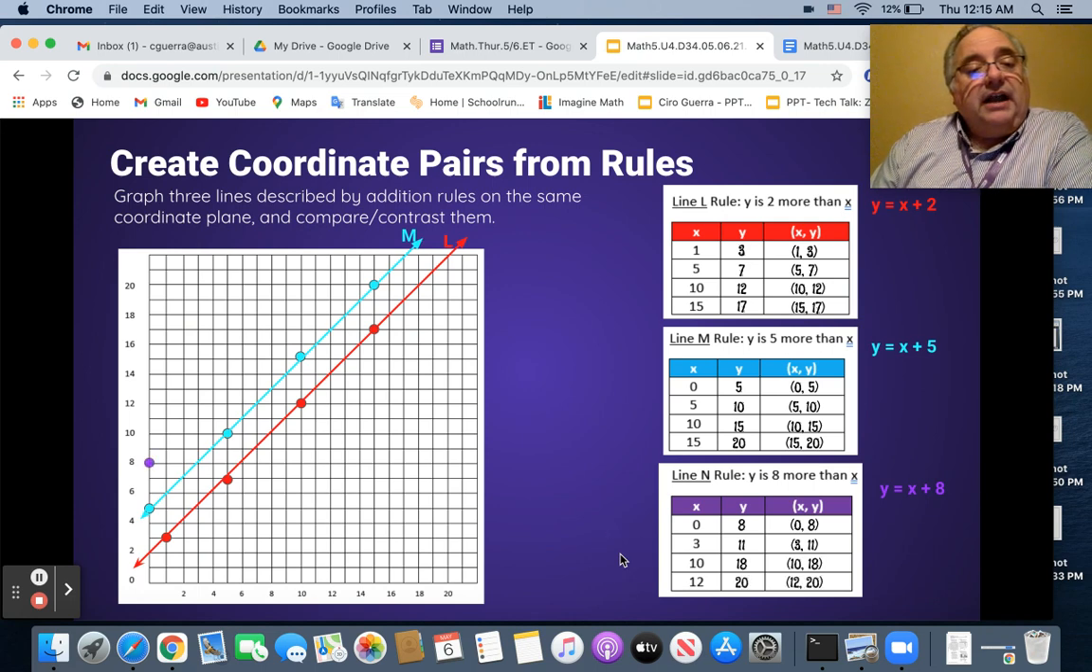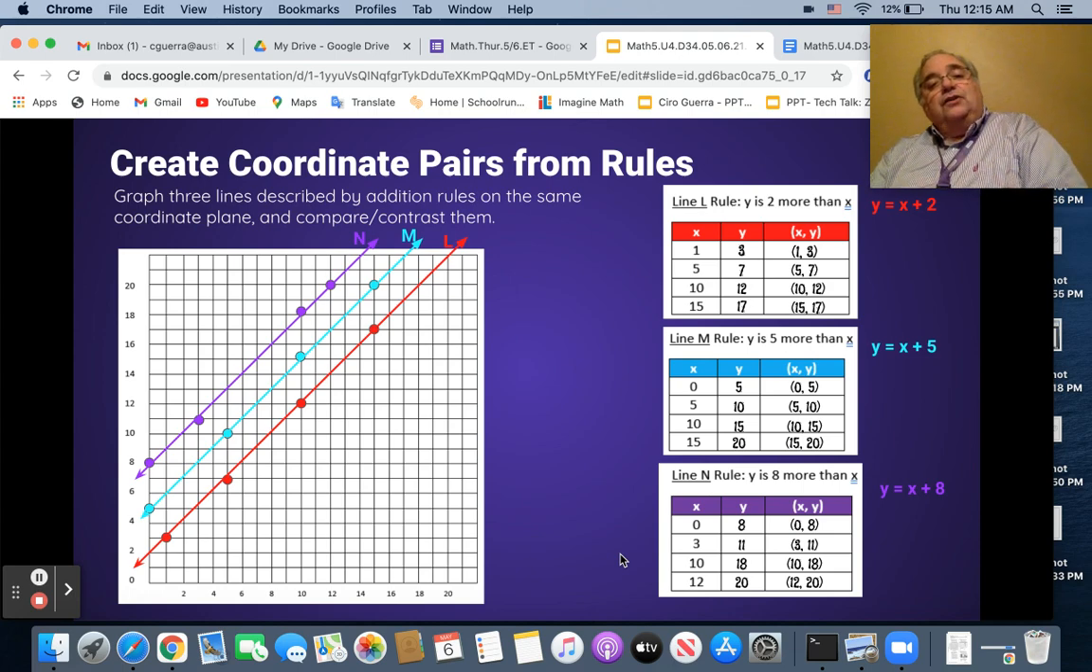I went ahead and plotted it on the coordinate grid here. So you should have had something that looked like this when you finished it. Your line here, the purple one, should be labeled N. And when I look at them, I see that all of them are parallel. They are not intersecting or crossing each other. And I see that there's a pattern.